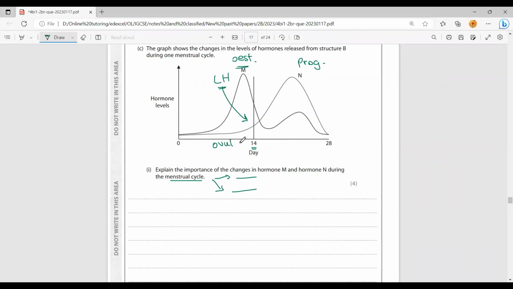Bravo. So if there is pregnancy, progesterone will maintain the lining of the uterus for implantation of the embryo, and the pregnancy continues. What if there is no pregnancy? Progesterone will decrease, the lining of the uterus will be shed off, and menstruation begins. Okay, so for a question like this, you have to mention if there is pregnancy and if there is no pregnancy.